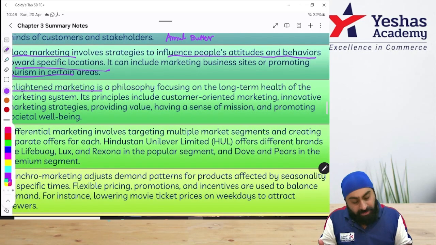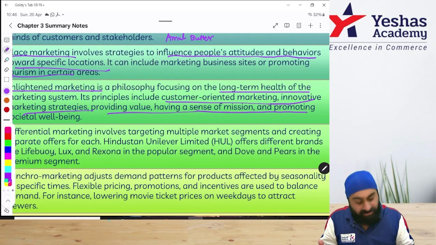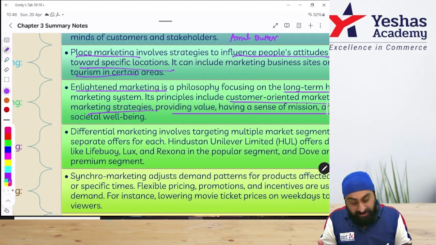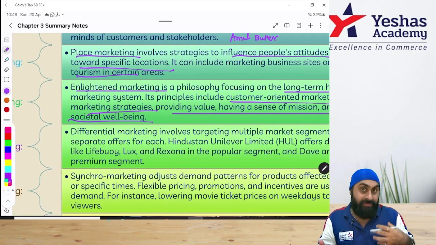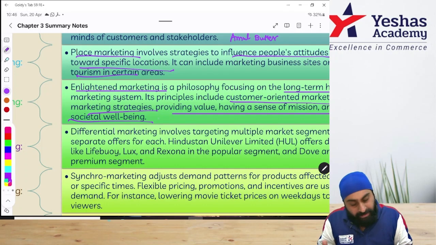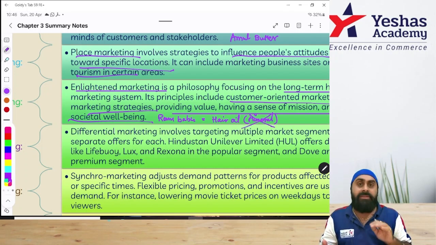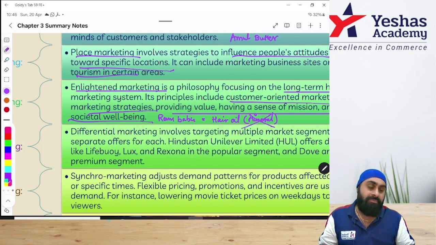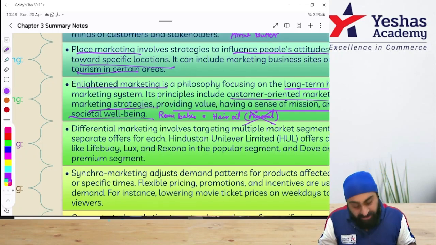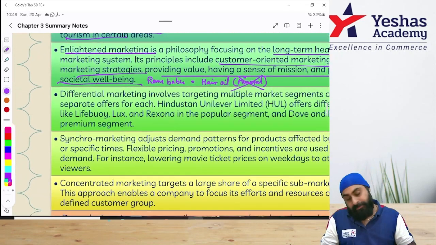Enlightenment marketing is what? It's a philosophy based on the long-term health of the marketing system: customer-oriented marketing, innovative marketing strategy, providing value, having a sense of mission, and promoting societal well-being. Enlightenment, giving you gyan. For example, Ramdev Baba. What he does is he gives you enlightenment. He says if you're using a hair oil, the hair oil should not contain mineral oil. It's not good for you. Because of his advertisement, I've never bought a hair oil which has mineral oil, because he enlightened me. He taught me something which gave more value to me.